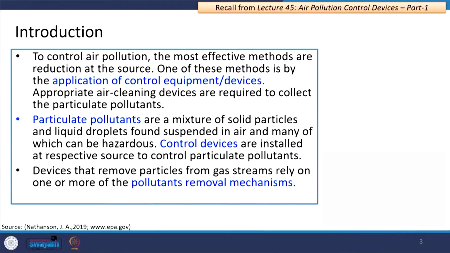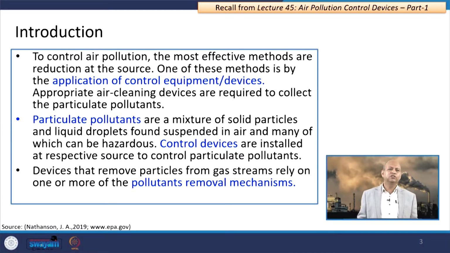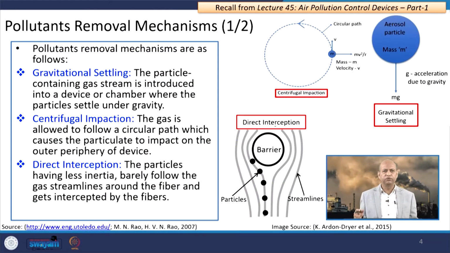So, if you recall the last lecture, what is the way of controlling air pollution, and we agreed or concluded that the most effective method for reduction of pollution or controlling air pollution is reducing it at the source itself, and there are several devices which can be used for controlling air pollution at the source basically. Okay. And these control devices are based on different principles, which we go through one by one, and different mechanisms.